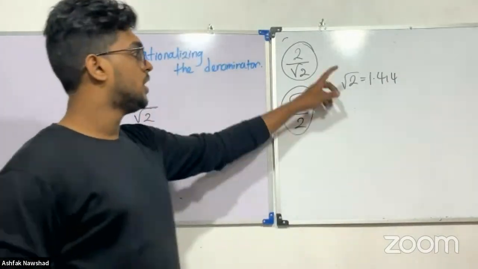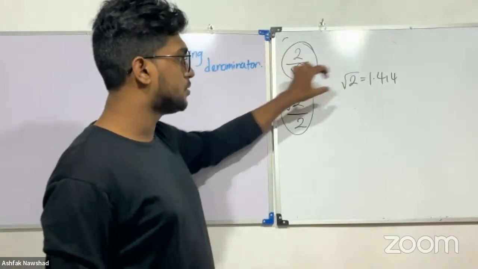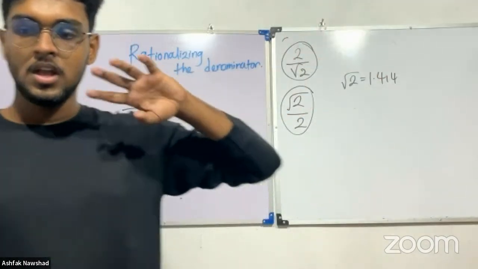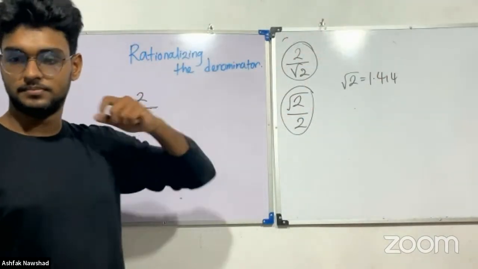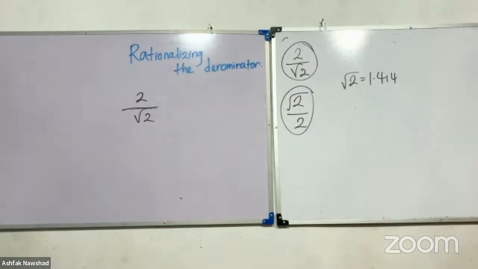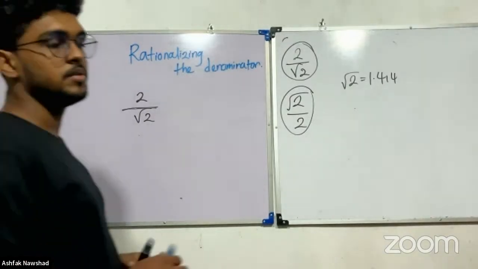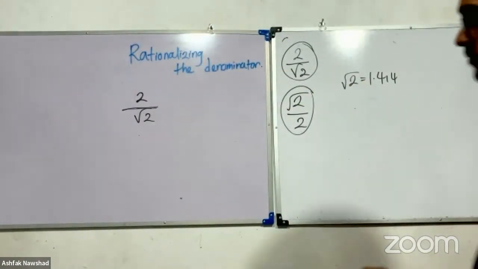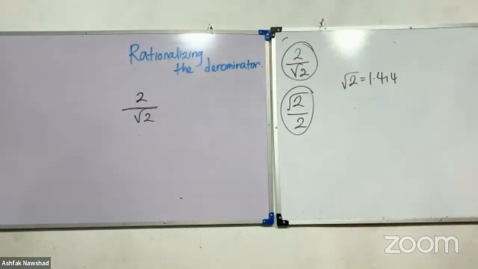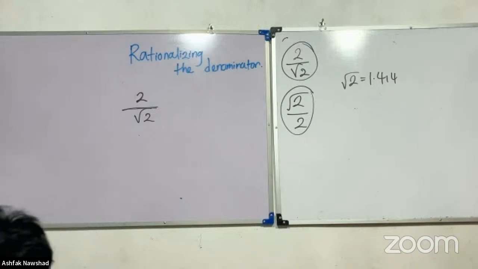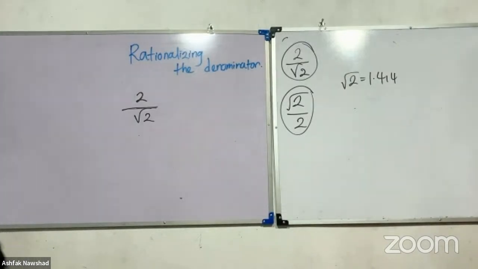Now you can put this value instead of root 2 and solve these fractions. You can get a decimal number. Which fraction would you prefer? Which fraction would be easy for you to solve? The first one or the second one? Or both are the same difficulty? What do you say? Take your time and think well. Which one would you prefer?